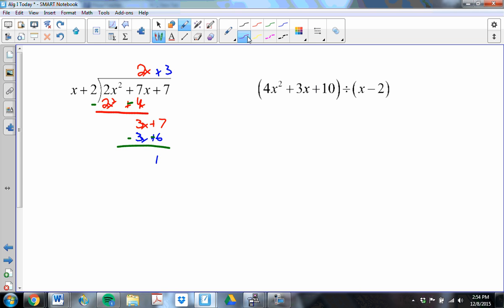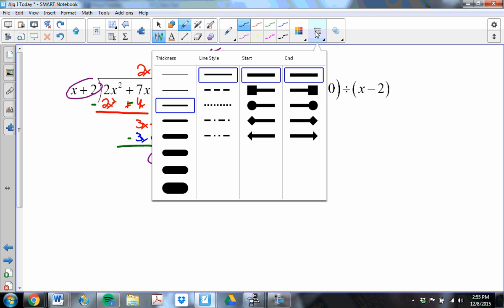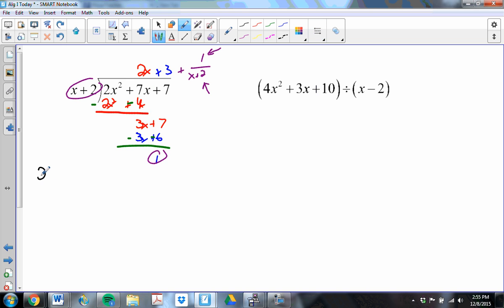We have this plus 1 over x plus 2. My remainder 1 goes here. Whatever I was dividing by goes here. And I could write this as 2x plus 3 plus 1 over x plus 2. That's the division.